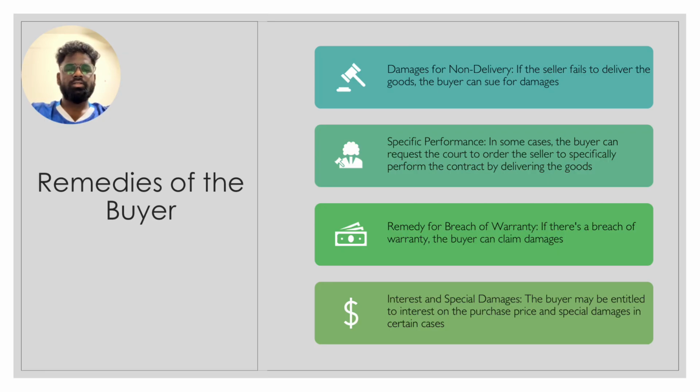Remedies of the buyer if the seller breaches the contract. The buyer has remedies too. Damages for non-delivery: suing for compensation if the seller failed to deliver the goods. The next one is specific performance: asking a court to force the seller to physically deliver the specific, unique goods as promised in the contract. The last one is a remedy for breach of warranty, claiming damages if a minor warranty term is broken.